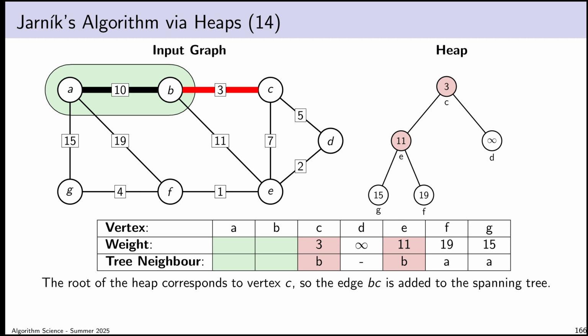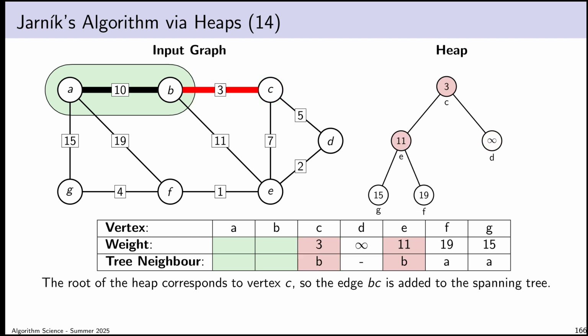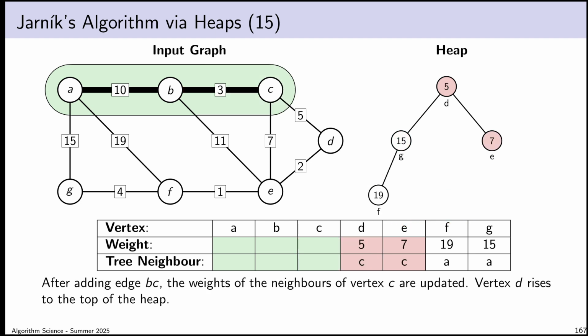Great, because that is the next thing I want to bring in. So I bring in vertex C along edge BC. There it is. Then I update the weights of the neighbors of C, that would be vertex D and vertex E. Before this, vertex D had weight infinity. Here's a really interesting case of a heap where the heap property is satisfied, but it's weird to see an infinity very close to the root, whereas these finite numbers are buried all the way down in leaves. Okay, so I bring in vertex C, I update its neighbors, and that means vertex D is at the top of the heap.